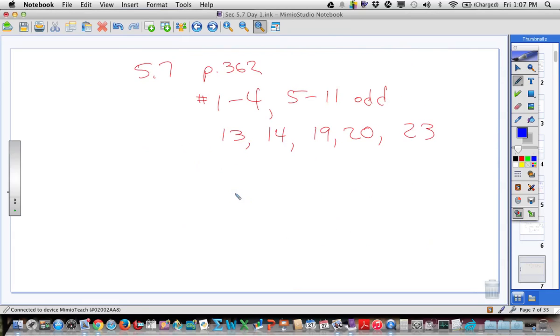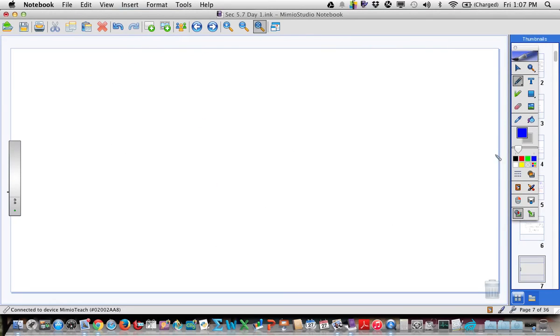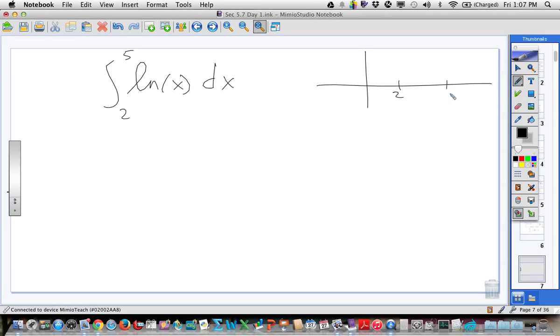All right, so let's do a midpoint. This one does get a little bit tricky and messy. Okay, let me write it. So we got this same function again, going from 2 to 5, and that's log x.